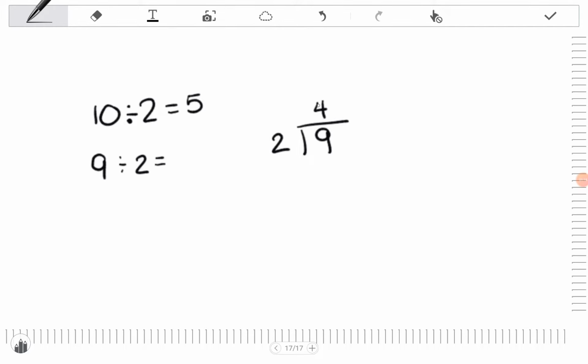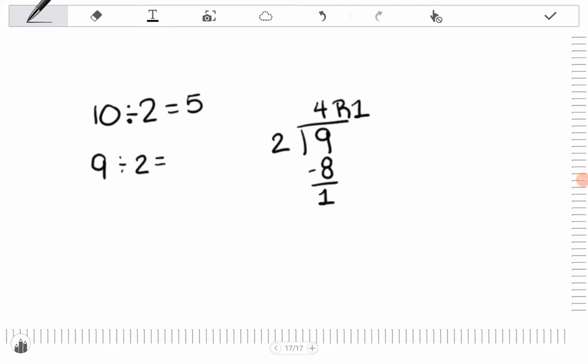Now we have to multiply. 4 times 2 is 8, and we subtract. This is what we normally do when we divide whole numbers. Now, if we want to give an answer right now, the answer would be 4 remainder 1, which means if I have 9 apples and I want to divide these 9 apples between 2 different people, each person would get 4 apples and we would have 1 apple left.